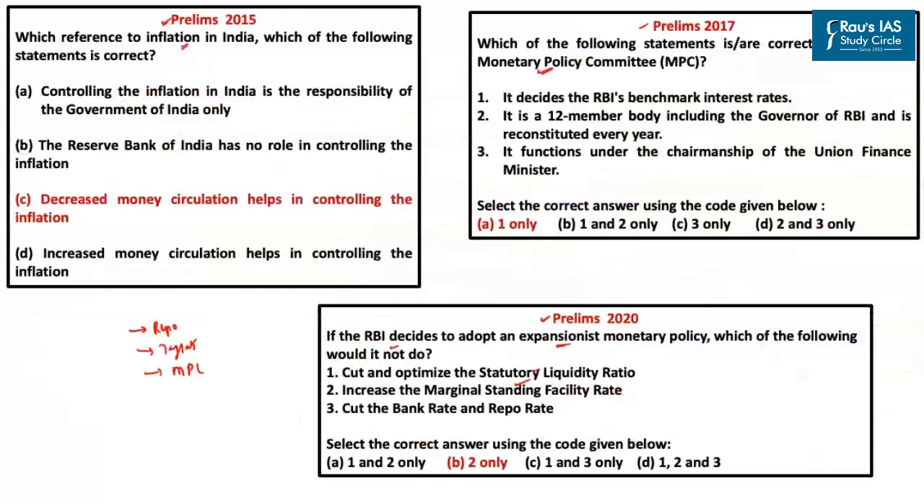Based upon our discussion related to the Monetary Policy Committee, look at the question which was asked in prelims 2017. The question was, which of the following statements are correct regarding the Monetary Policy Committee? First, it decides the RBI's benchmark interest rate, which is correct. It is a 12-member body. As we discussed, this statement is wrong. It functions under the chairmanship of the Union Finance Minister. This is also wrong because it functions under the chairmanship of the RBI Governor. Accordingly, the right answer to this question would be A only.